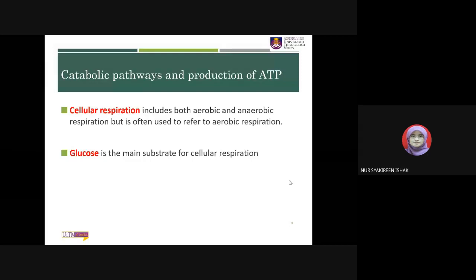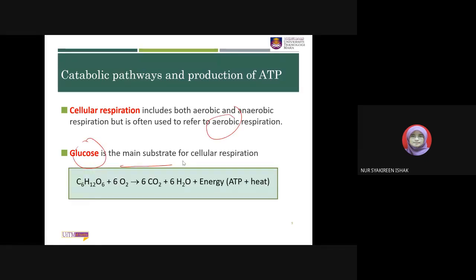Cellular respiration includes both anaerobic and aerobic respiration, but usually aerobic. Glucose is the main substrate for cellular respiration. So this is the normal reaction, as you know. For cellular respiration, it requires glucose and oxygen. It produces carbon dioxide, water, and energy in the form of ATP, and also it produces heat. This is the net equation of cellular respiration, but cellular respiration is not as simple as this equation.